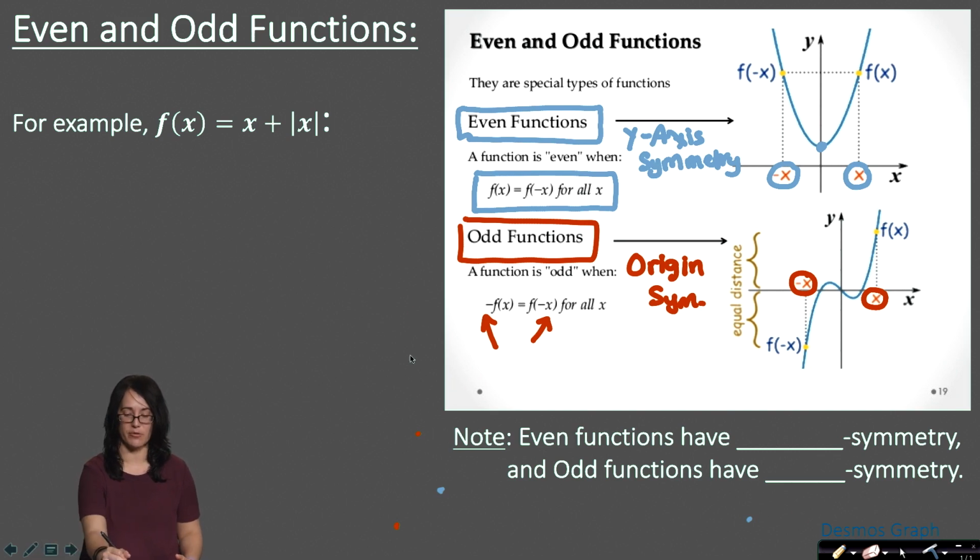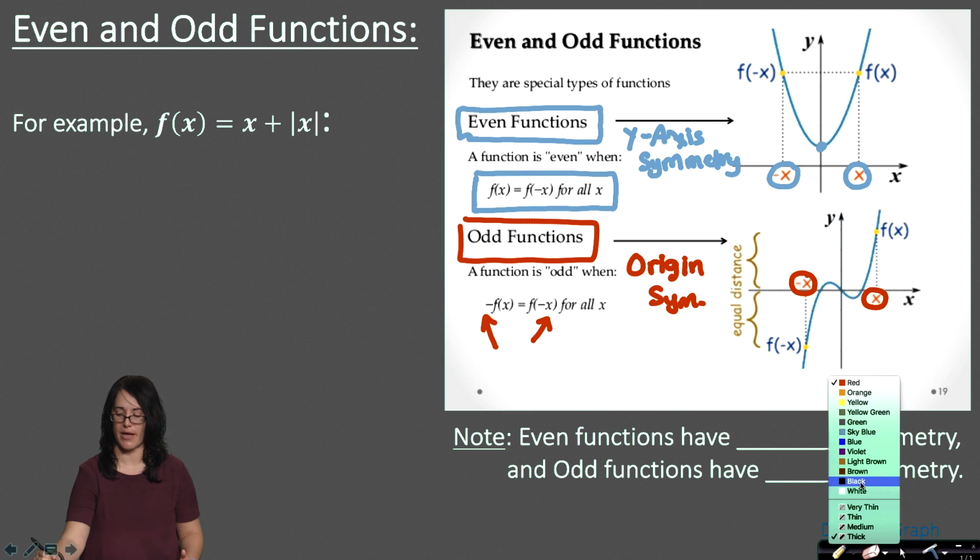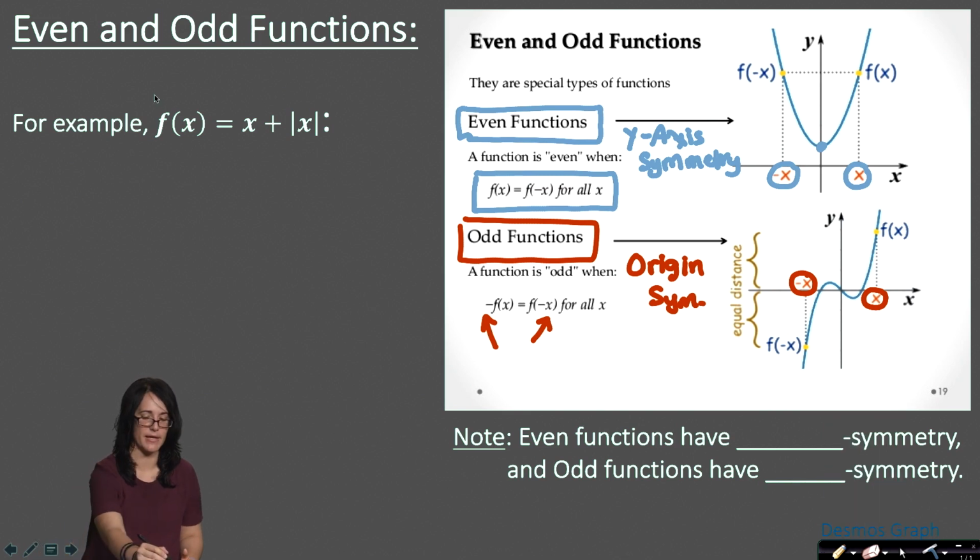Okay, so how do we determine then if I have an even or an odd function, but I'm not necessarily given the picture? Well, I can give you an example here on the left of the function f of x is equal to x plus the absolute value of x. So let's take a look at this example here.